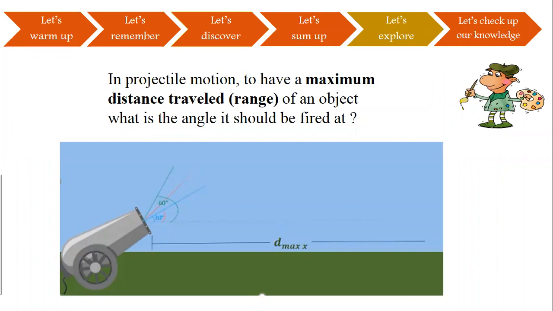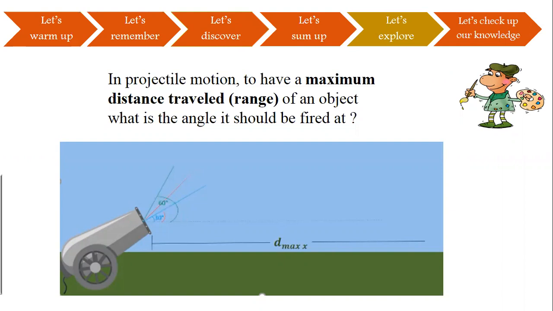And now let's think and explore together in a projectile motion to have a maximum distance traveled, which is the range. I need the maximum range of an object. What is the angle this object should be fired at? 30 degrees, 60 degrees, 90 degrees, 0 degrees? What do you think? How would I know?